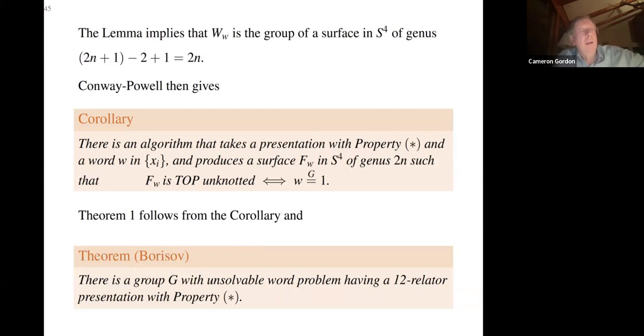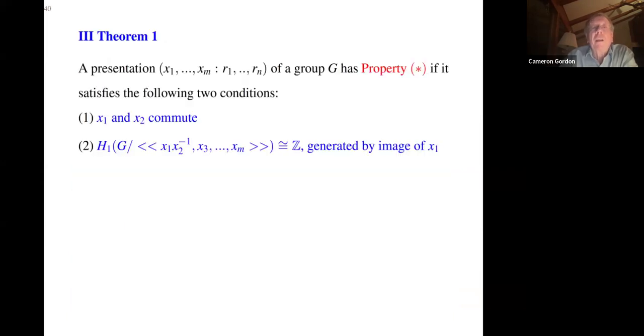Okay. So let me prove the proposition. So remember, let me go back and remind you what the proposition is.